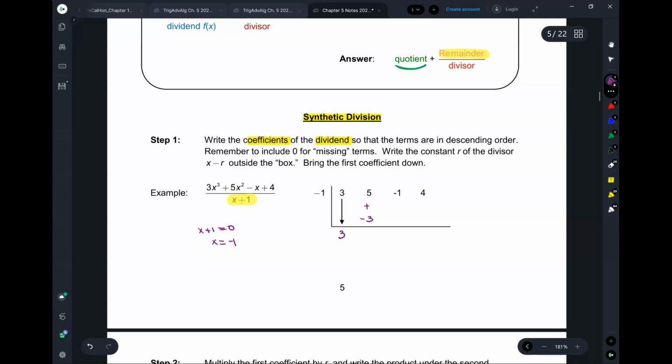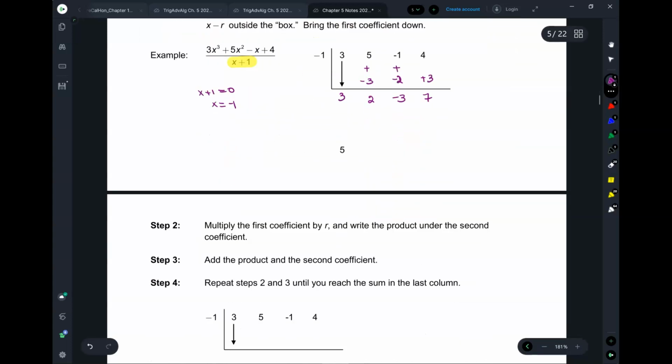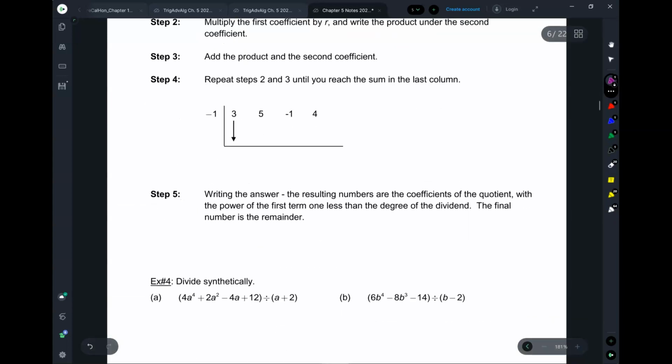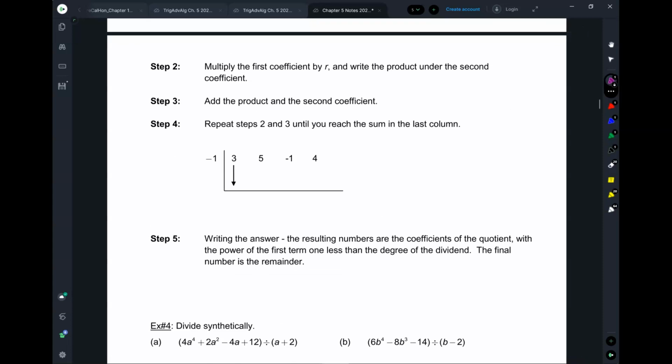You add these two, and you get 2. Whatever makes it down here gets multiplied by -1. So this becomes -2. You add those two, what do you get? -3, and then +3. So what do you get? 7.